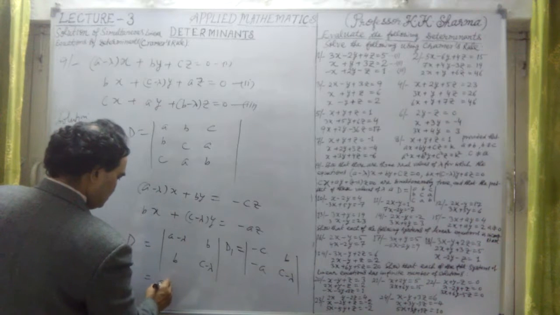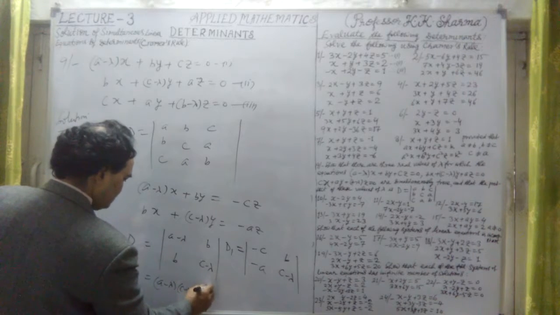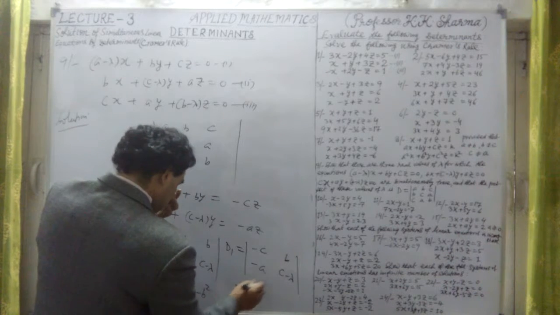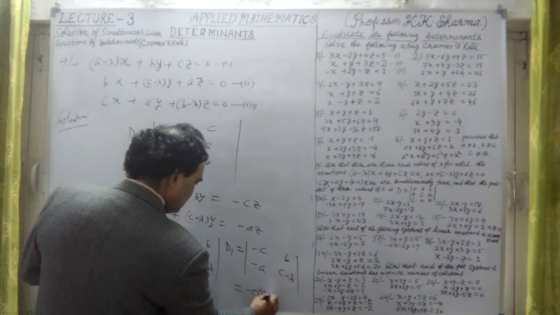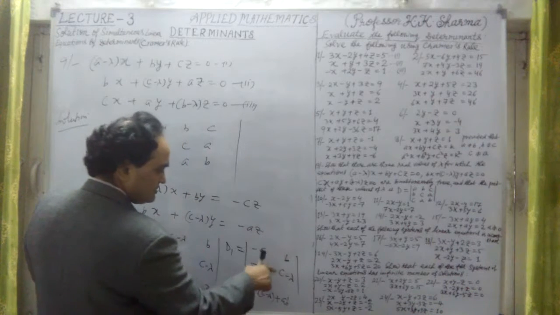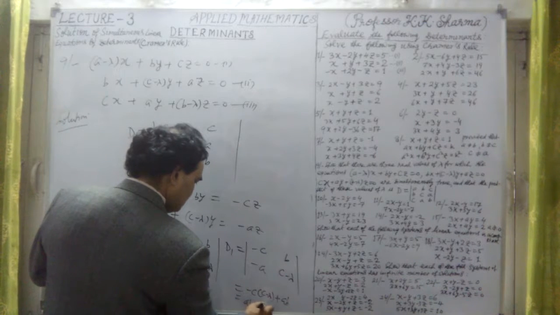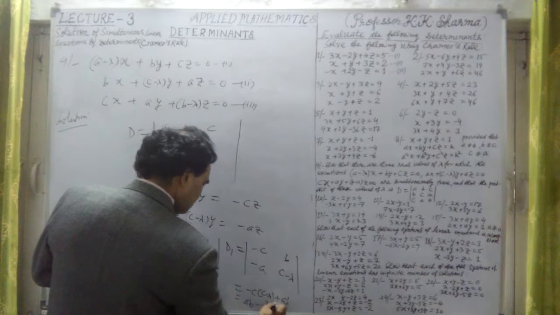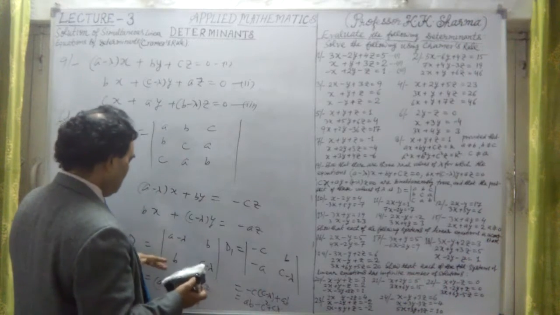D comes out to be A minus lambda into C minus lambda minus B square. And D1 is minus C, so minus C into C minus lambda, minus plus here AB, so minus AB, and minus 1 in between we keep. It is nothing but AB minus C square plus C lambda. This is the D1 value.